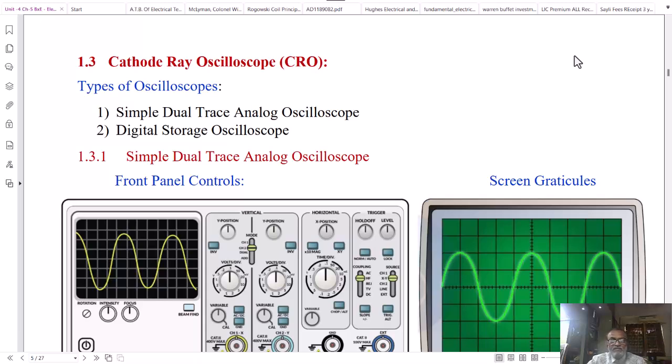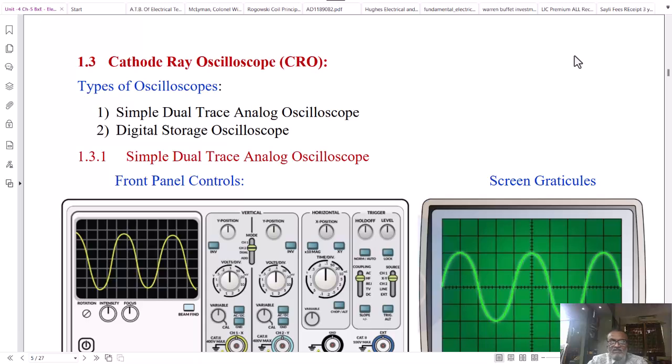Today we will discuss the cathode ray oscilloscope. A cathode ray oscilloscope is a device which is used to display the waveforms of the signal connected to its inputs. Cathode ray oscilloscope is, in short, also called CRO. There are two types of oscilloscopes: simple dual trace analog oscilloscope and digital storage oscilloscope.